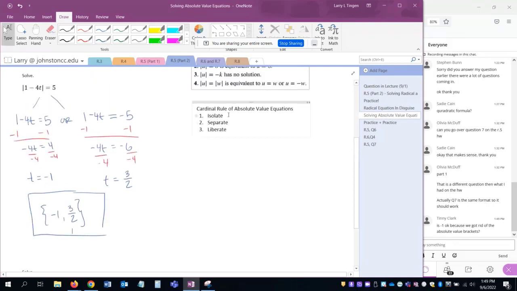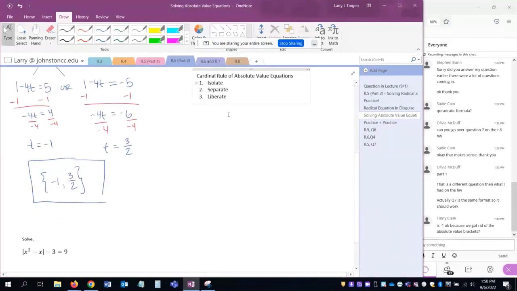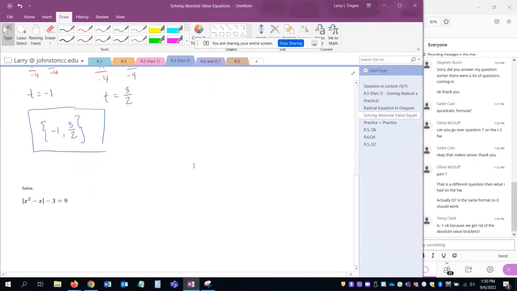And my steps are: isolate the absolute value, separate by breaking it into either what's in the absolute value is equal to positive k, or what's in the absolute value is equal to negative k, and then liberate the variable out of the absolute value so that we can do some math with it. So for this one, I can't just say, oh, well, this is 9 and negative 9, because step 1 is isolate.